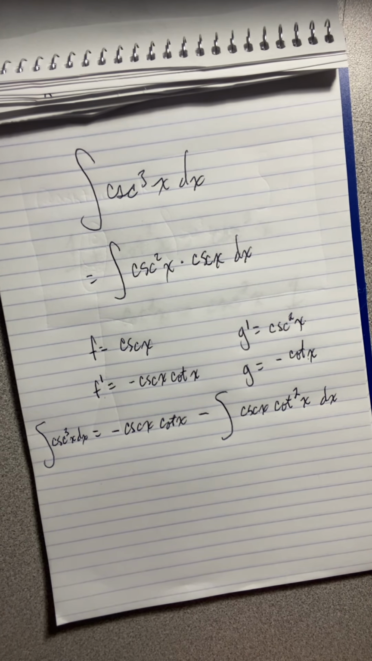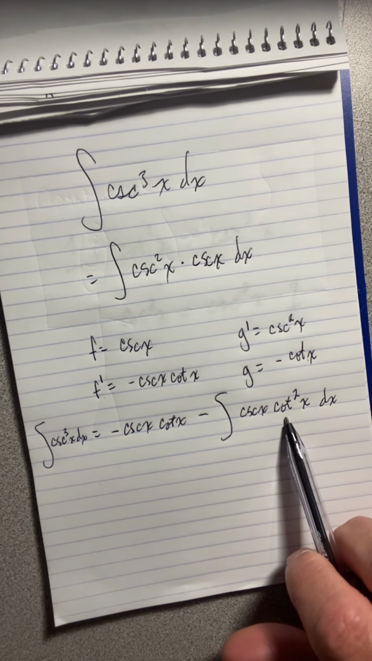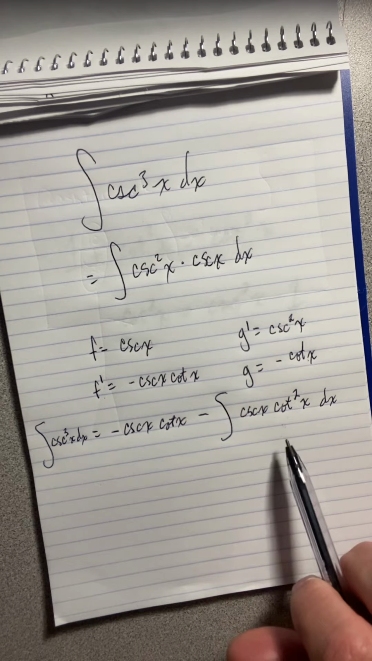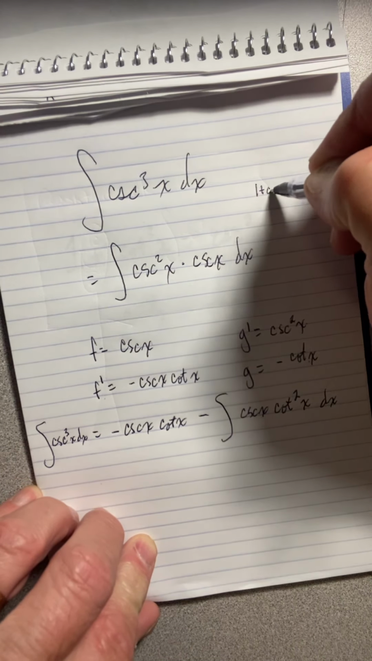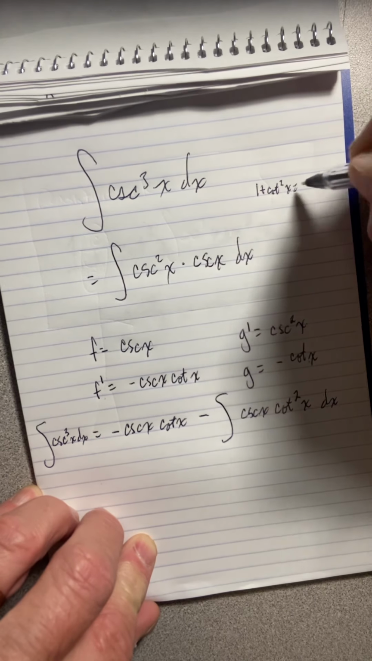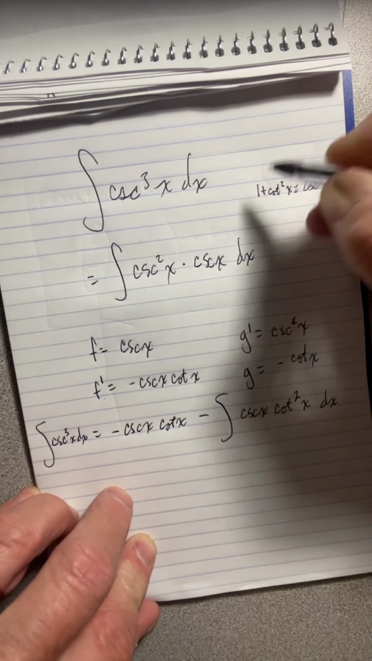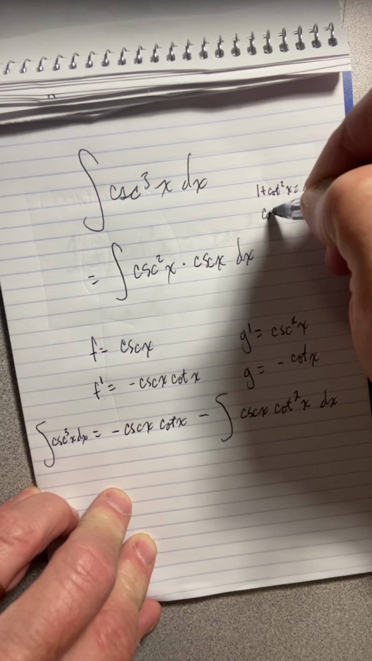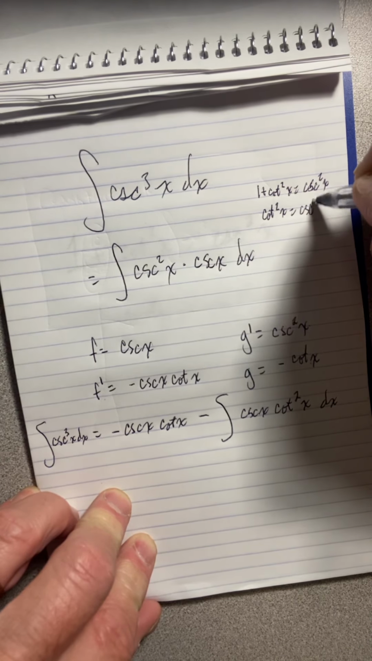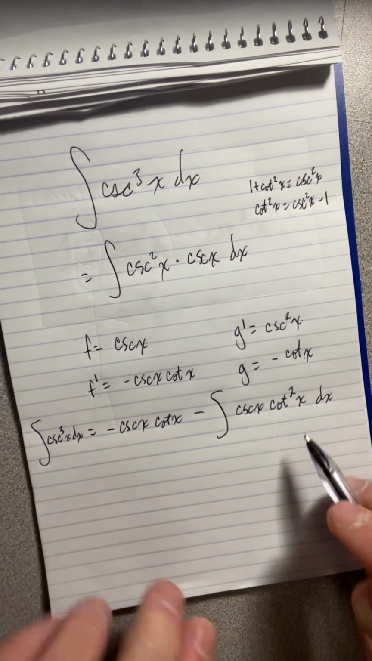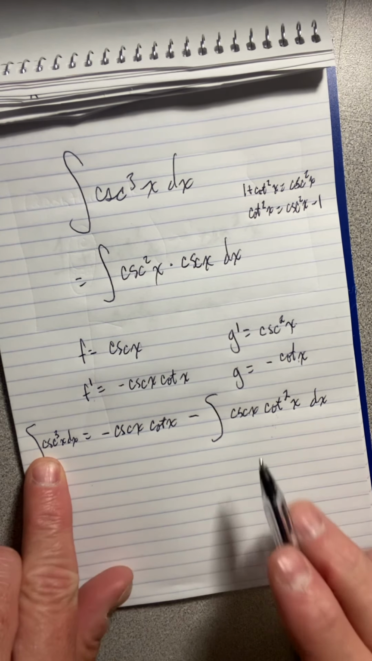Okay. Now what I'm going to do next is look at this cotangent squared, and use the Pythagorean identity. So one of our identities is 1 plus cotangent squared x equals cosecant squared x. So that means that cotangent squared x is equal to cosecant squared x minus 1. So I'm going to use that so that I do get the cosecant cubed that I'm needing.